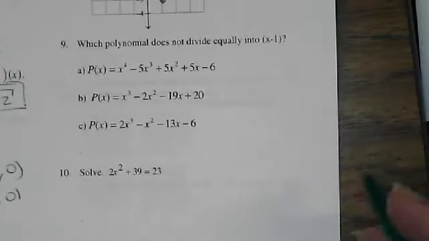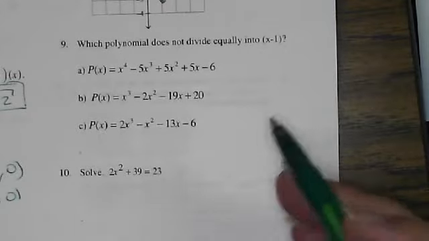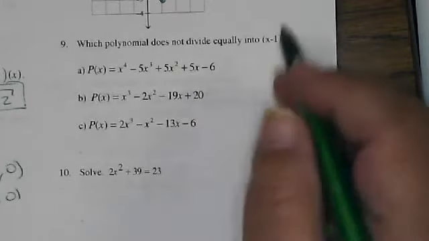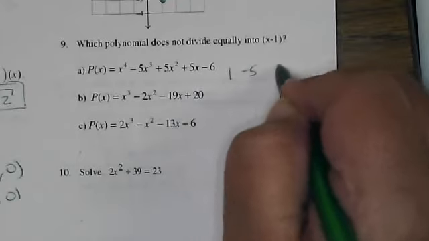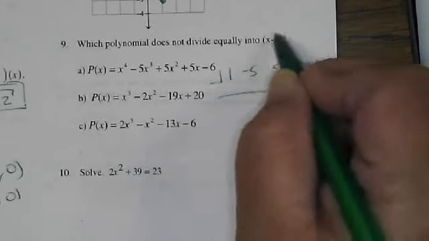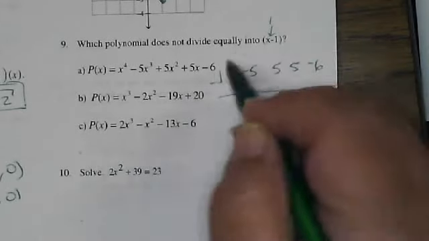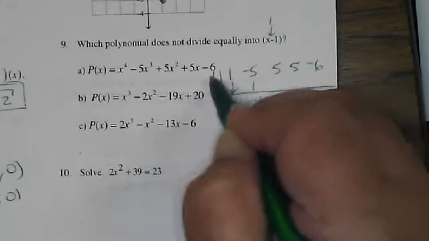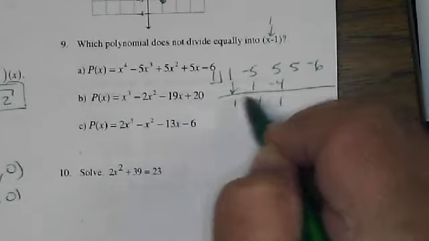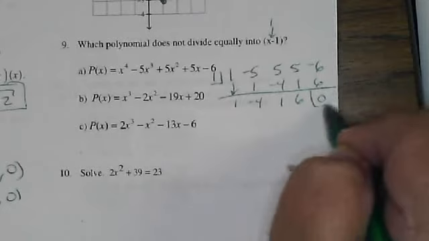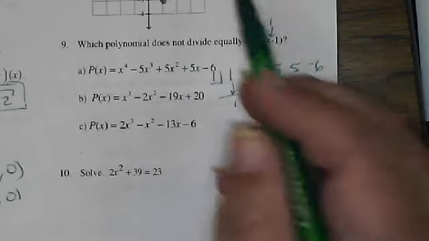Number 9. Which polynomial does not divide equally into x minus 1? You can easily plug this into calculator and find it, or you could do synthetic division, your choice. If you do synthetic division, let's look at that first one. We'll do the first one together. 1, negative 5, 5, 5, negative 6. And remember, you're plugging into a positive 1. So drop down the 1. 1 times 1 is 1. That's a negative 4. 1 times negative 4 is negative 4. That's positive 1. 1 times 1 is 1. That's 6. 1 times 6 is 6. That's 0.